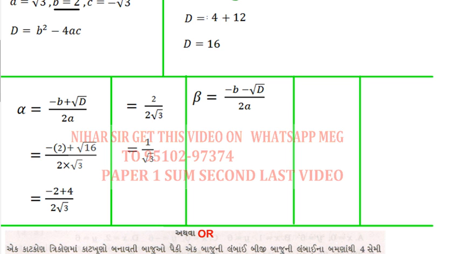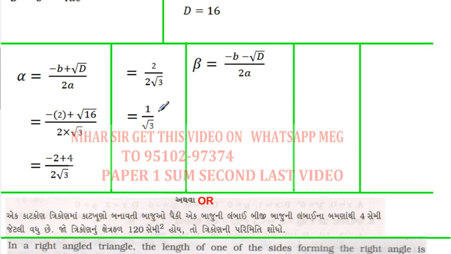So if I want to remove this root 3, this is not asked in the question but I am just explaining, I multiply top and bottom by root 3. The 2 cancels, so 1 upon root 3. But if I want to go ahead I can still do that, and it will be root 3 upon 3. But we don't have to do this, we can consider it as the answer.